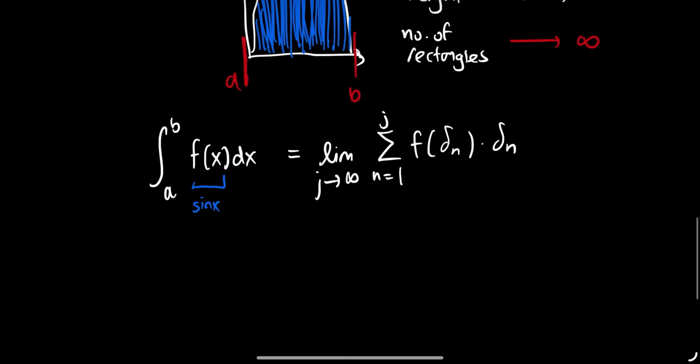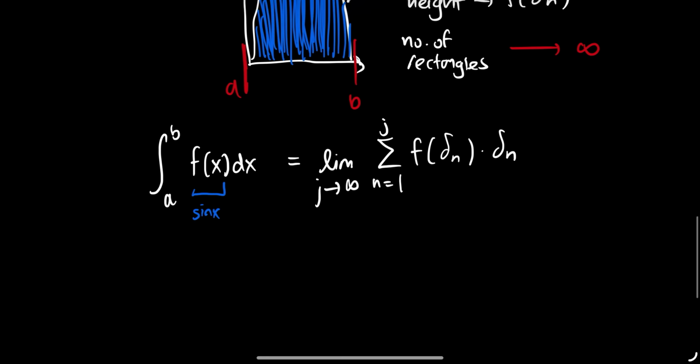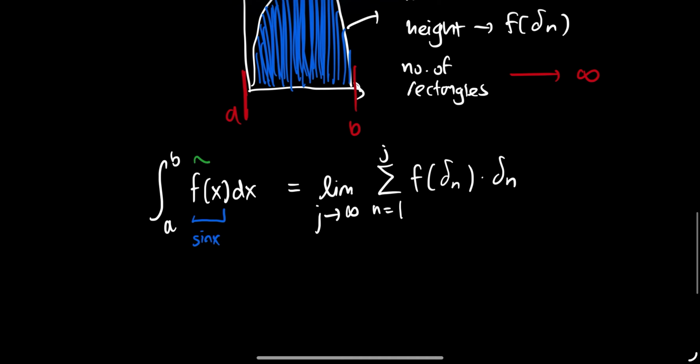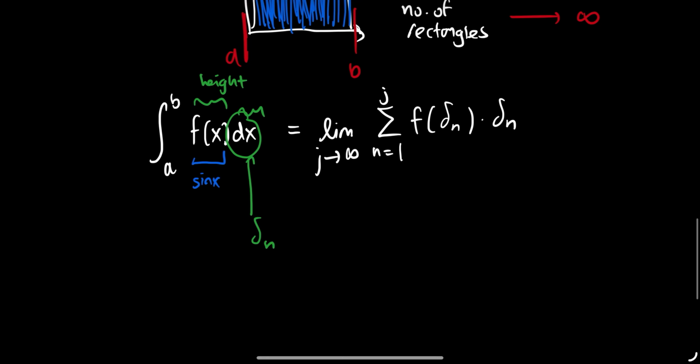Why does this make sense? Since f(x) represents the height, right? f(x) represents the height. And dx, what is dx? dx is actually just delta n. It's just a notation, because when delta n approaches 0, dx is basically a tiny change in x, right? That's what delta n is. It's a tiny change in x that approaches 0, and that's what dx does.